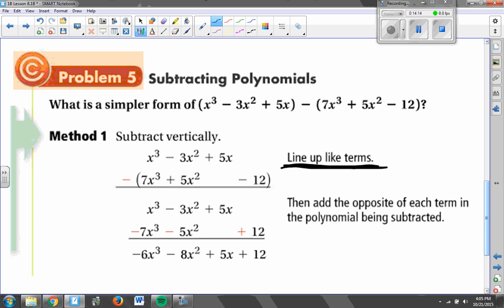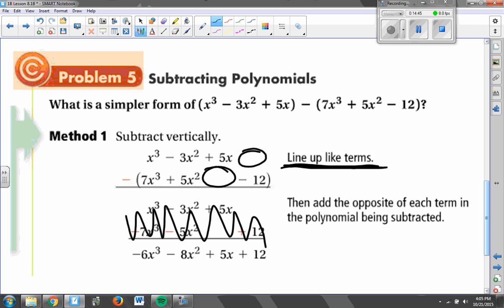Okay. And then we have a positive 5x in the first polynomial, and no x term in the second polynomial, so I leave that blank. Same thing with my numbers. I do not have a constant term in the first polynomial, so I leave that blank. And then I have a minus 12 in my second polynomial. So now from here, I can do this subtraction right away. I don't even need to do this step, and I will show you how. All we need to do is just subtract the bottom from the top.